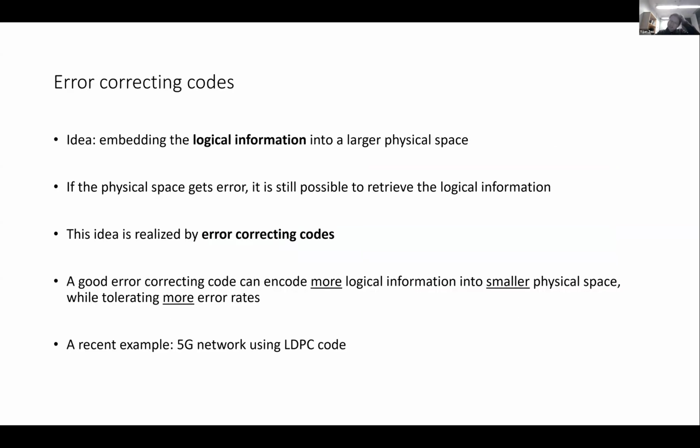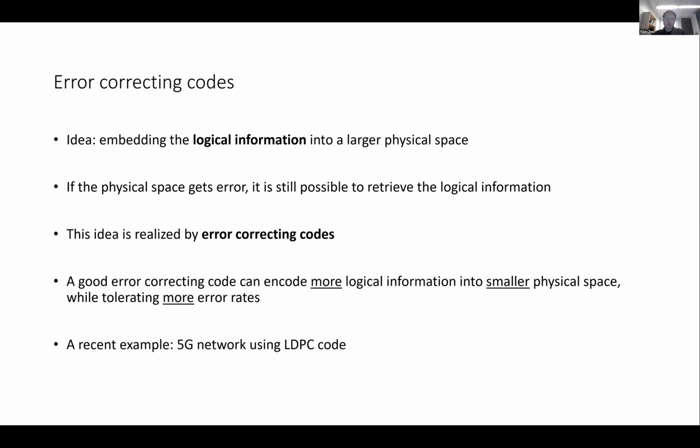But the big idea of quantum error correction is that you can use error correction codes, just like classical error correction codes, to correct quantum errors. Generically speaking, the idea of an error correction code is that you embed the logical information, that is the information that you want to keep, into a larger set of physical space.